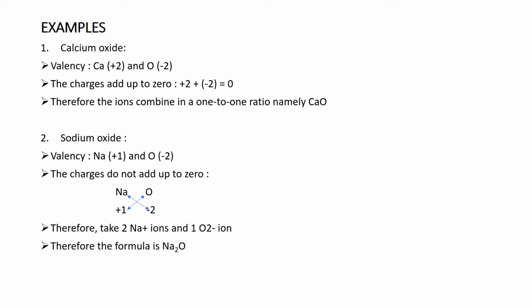Basically, you take the charge for oxygen and give it to sodium, and you take the charge for sodium and give it to oxygen, so that you have 2 sodium ions and 1 oxygen ion. So then you get a total charge of 0.